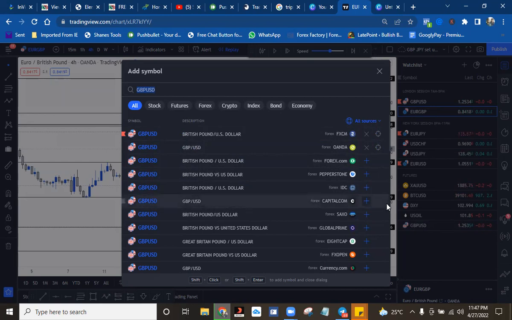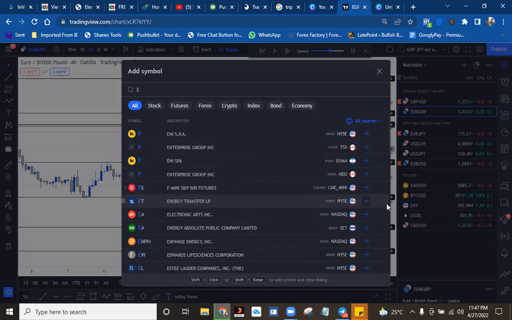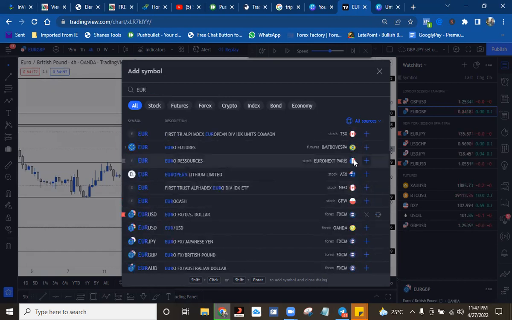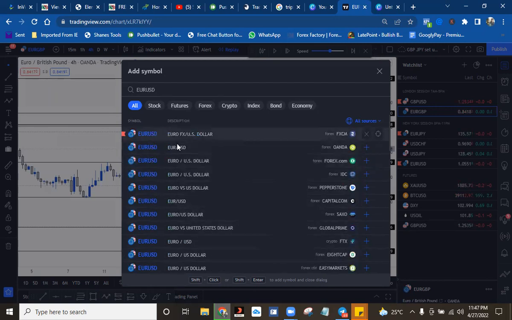All right. So you want to search for, let's say, Euro USD. You can see a lot of Euro USDs. Because I have Euro USD here, that's why I have this X icon. If I click on it, it's going to cancel the one I have here. All right. So if you want to add, you just click on plus and Euro USD has been added. So that's how you search for whatever you want to add.